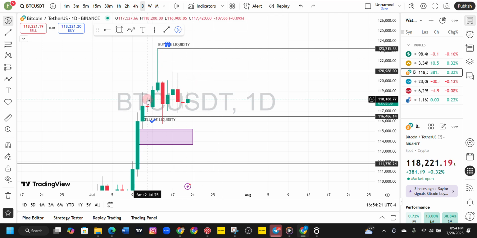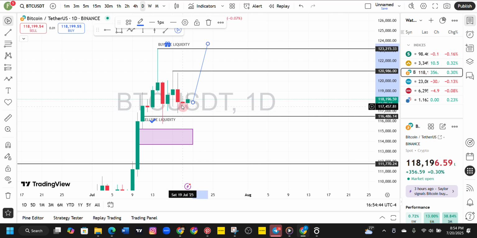So if you're watching this, take note of the levels that have been marked out, right? Those are key levels that we have price potentially moving to. So that is around 120 to 123K levels, right? Those are objectives that we marked out for BTC USD buy side liquidity, right?